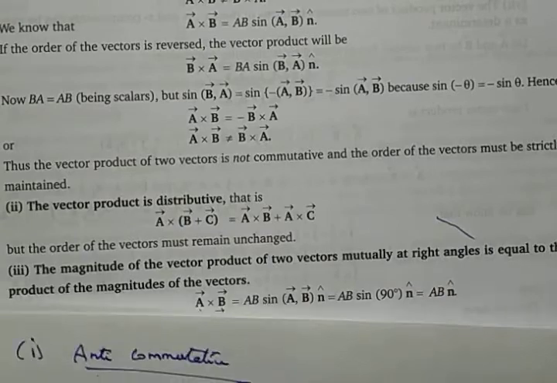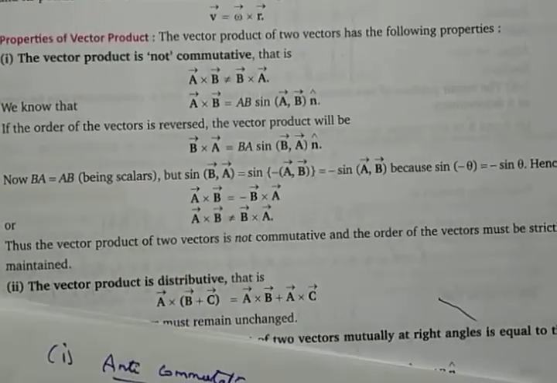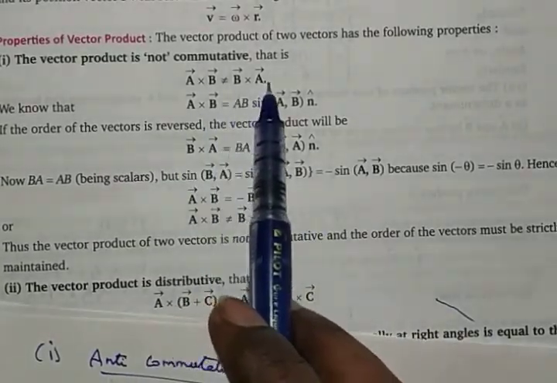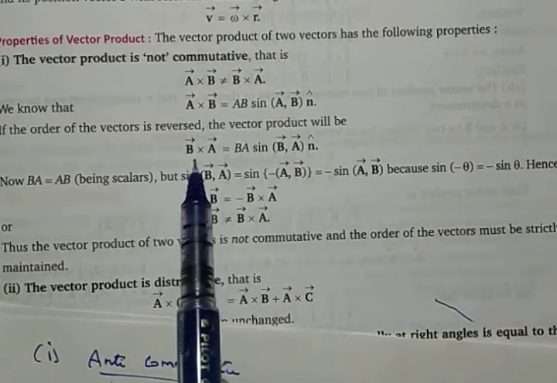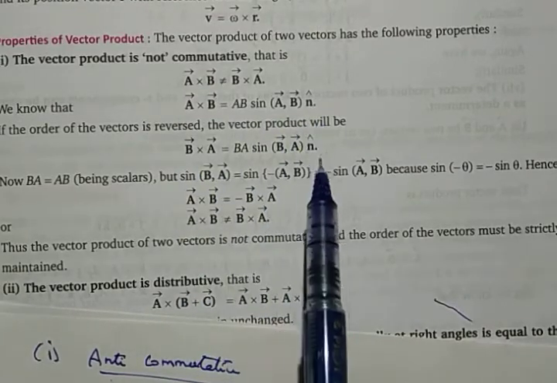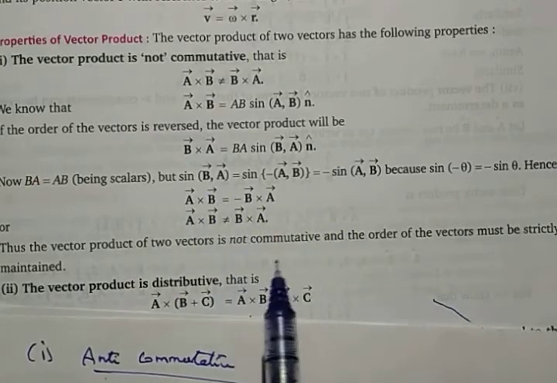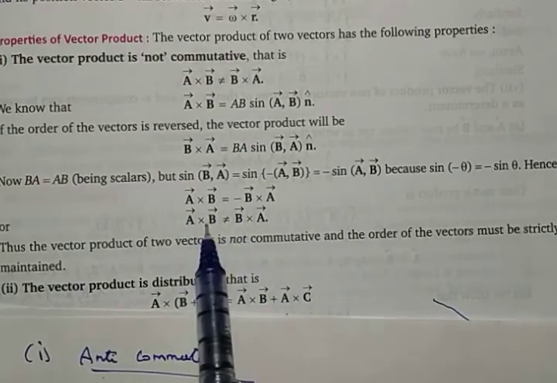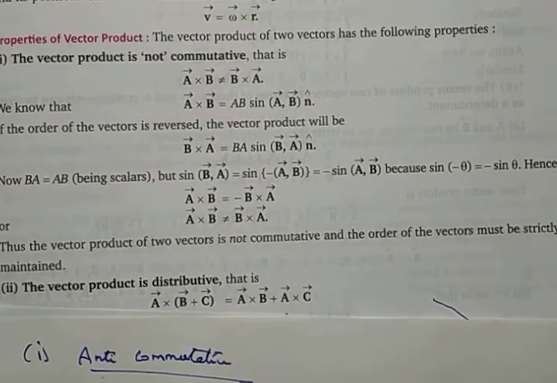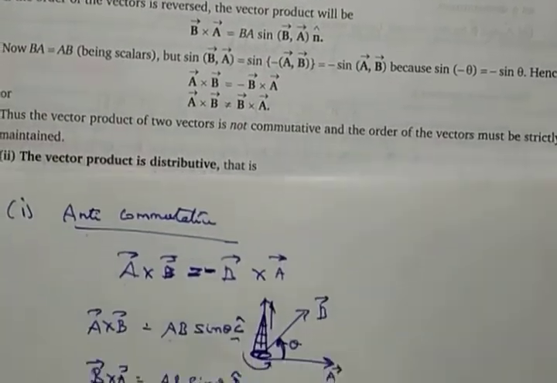But here, because of direction, the anti-commutative rule applies. The same thing you can read from the book also. A cross B is not equal to B cross A. So you will get A cross B and B cross A, with n cap given here. And then you will get this proof, which has been given here with a not equal to sign or minus sign. Second property, we will go ahead.